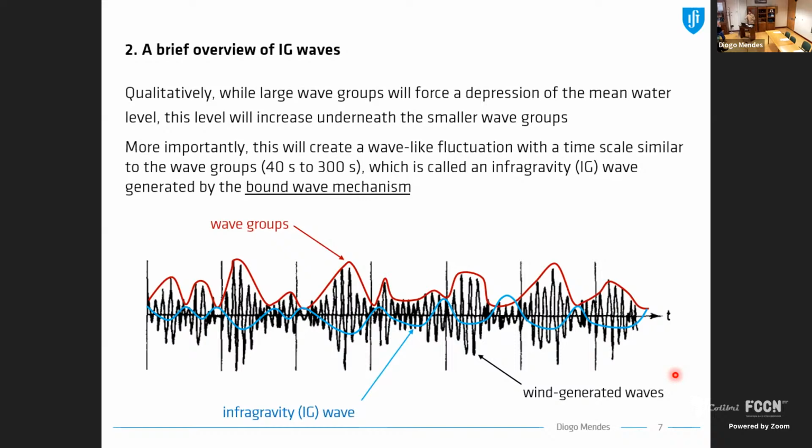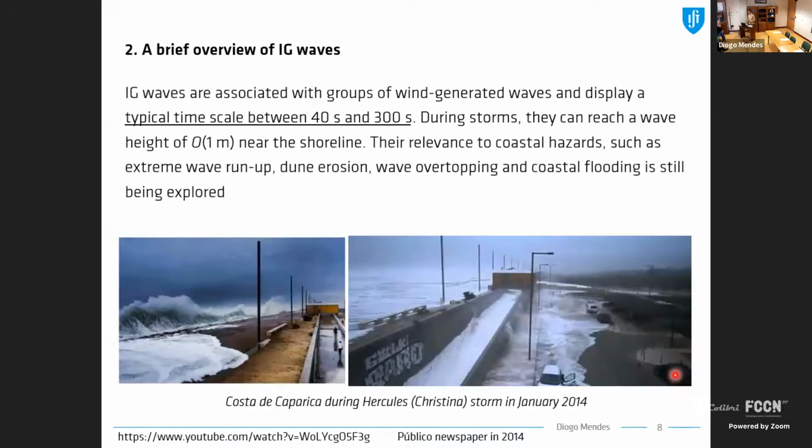But the main idea is this fluctuation of the mean water level with a time scale that is larger than the generated waves. Infragravity waves are associated with groups of wind-generated waves, and display a typical time scale of between 40 seconds and 300 seconds, to say it again.